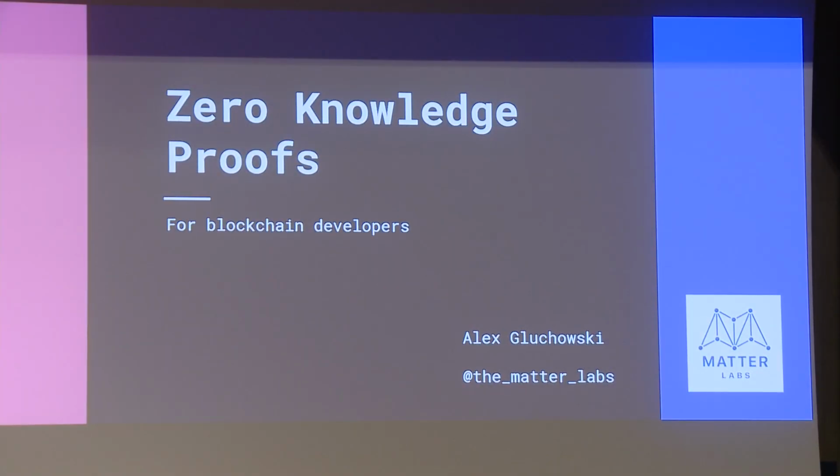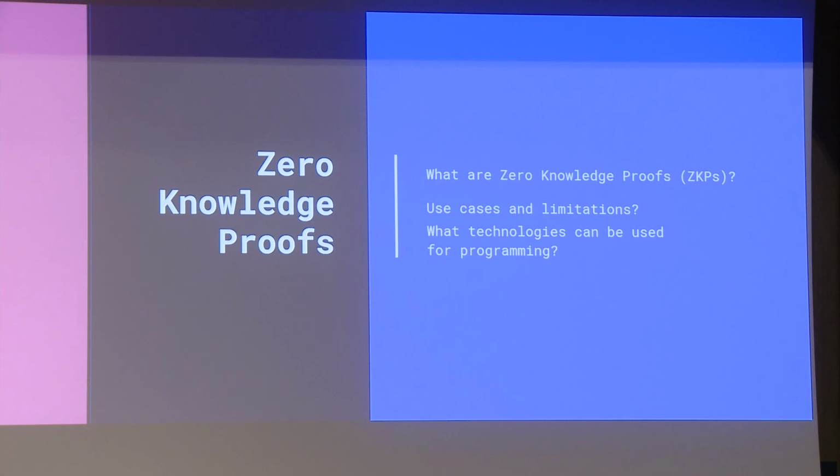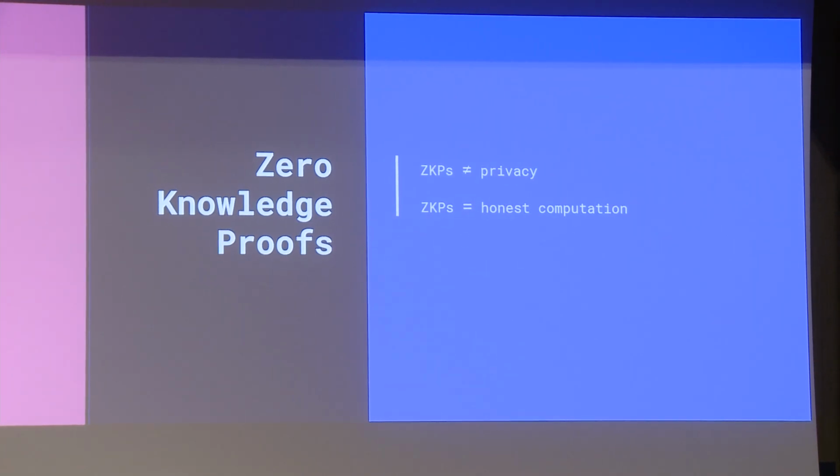So we're going to talk about what zero-knowledge proofs are, what you can use them for, and what the limitations are, and just to give you some sense of what's different to normal programming in blockchains. Okay, oh, it works, nice. Yeah, so what they are, what the use cases are, what the limitations are. So let's start with the basics.